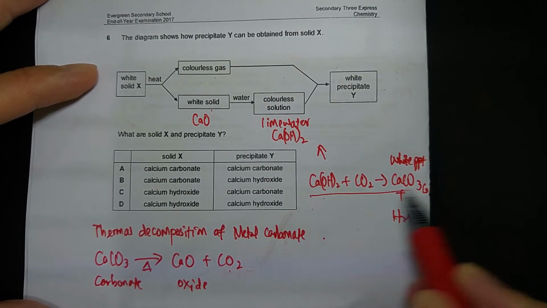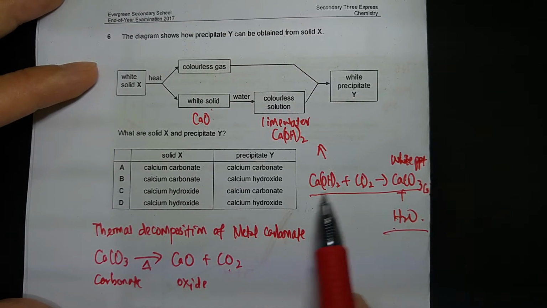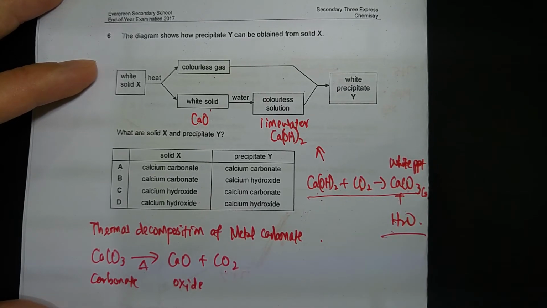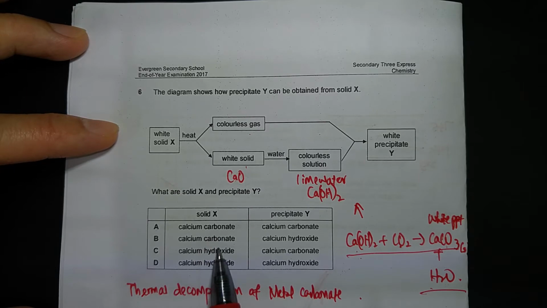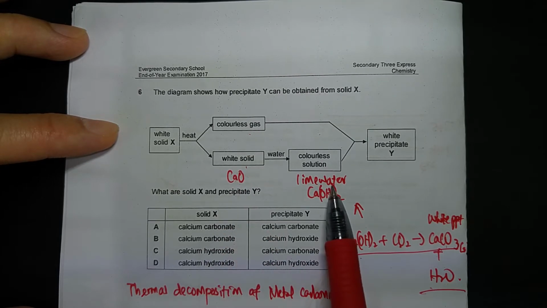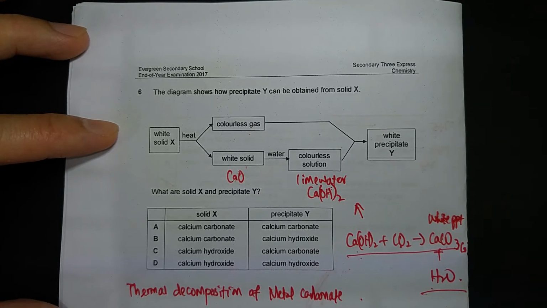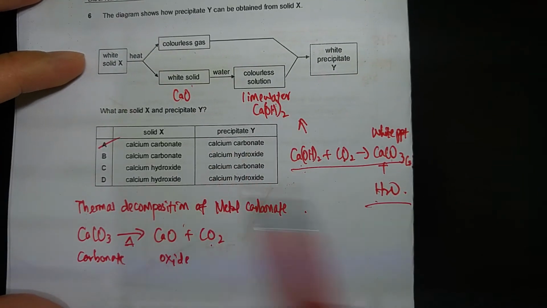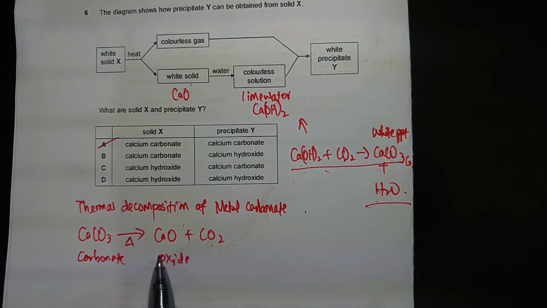So this chemical equation is very important. You bubble carbon dioxide into lime water, you get calcium carbonate, the white precipitate, plus water. So this one is your calcium carbonate. You can choose from here: calcium carbonate, carbon dioxide, calcium oxide. And this one is calcium carbonate, so the answer is A. Make sure you have written all these things down, and remember the thermal decomposition of metal carbonate.